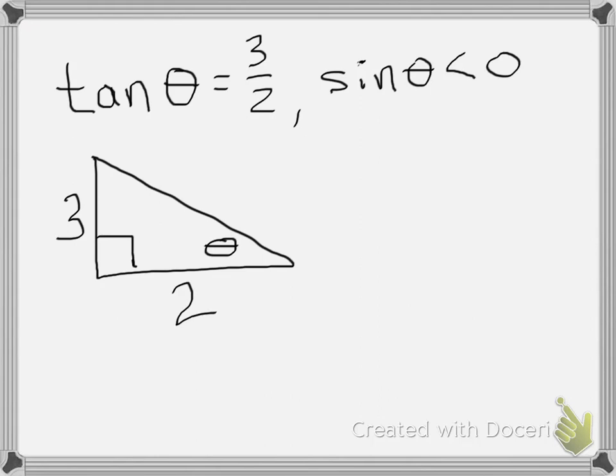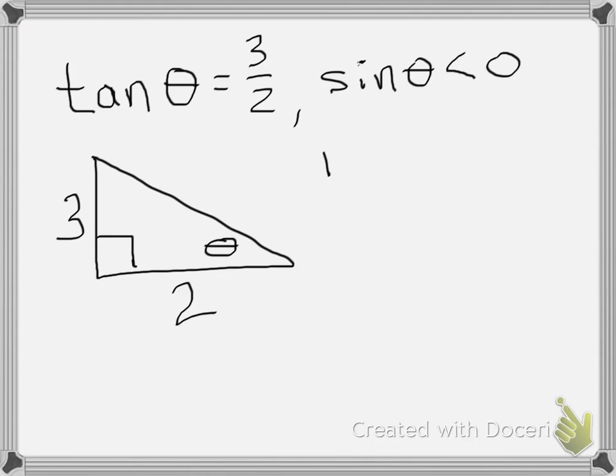It actually doesn't have to be that. You could make the opposite side 6 and the adjacent side 4. You could make the opposite side 15 and the adjacent side 10, as long as they preserve that ratio of 3 over 2. I want to keep my numbers nice and small and easy, so it makes sense to use those numbers. We need to figure out the remaining side. We can easily do that.